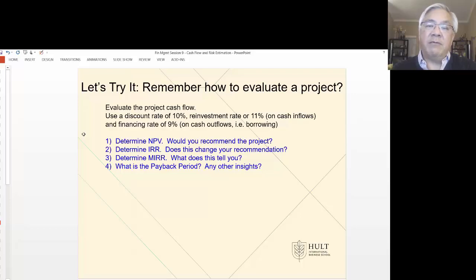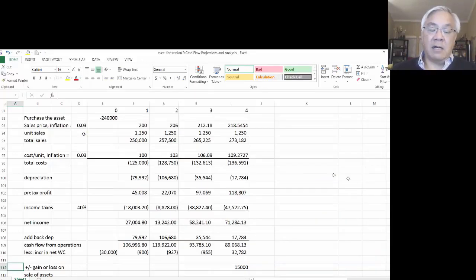where we look at different metrics that the CFO or senior investment committee would look at. And they are NPV, IRR, MIRR, and a payback period. So we need some metrics there. First, we'll have a discount rate of 10%. That will be our required rate of return on this project. And then we have a reinvestment rate of 11%, and this is on cash inflows, and then a financing rate of 9%. All right, so we'll use those assumptions.